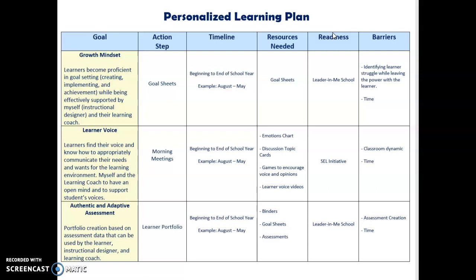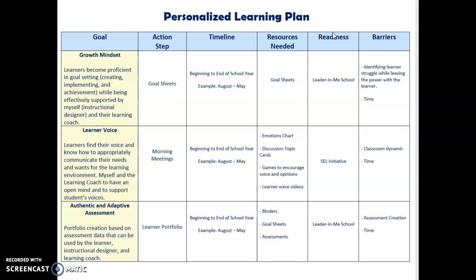The readiness for this goal would be that my school during this past school year had an initiative for SEL lessons, which stands for social and emotional lessons. And we spent a lot of time this last year talking about what those 4 colors mean, how we identify our emotions, how it is appropriate to respond when we're feeling specific emotions. So my students already have this background. Therefore, this would help in achieving learner voice.